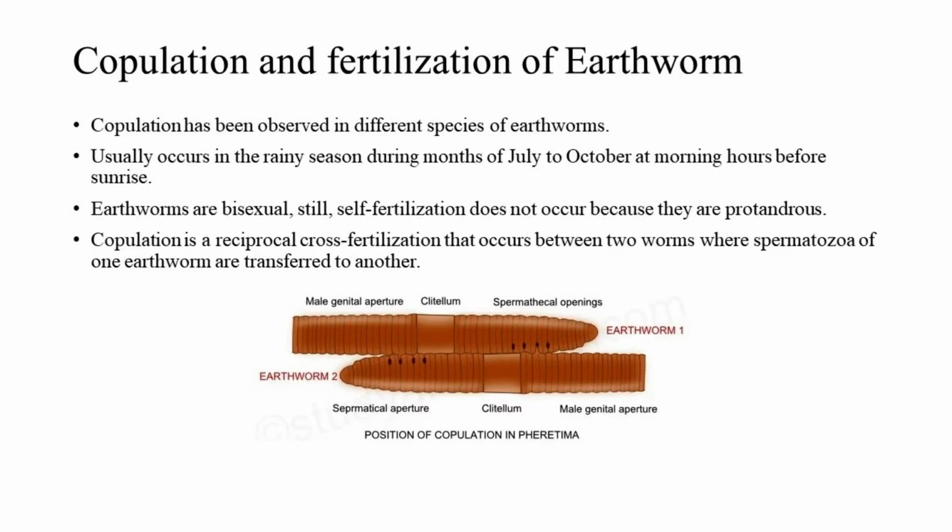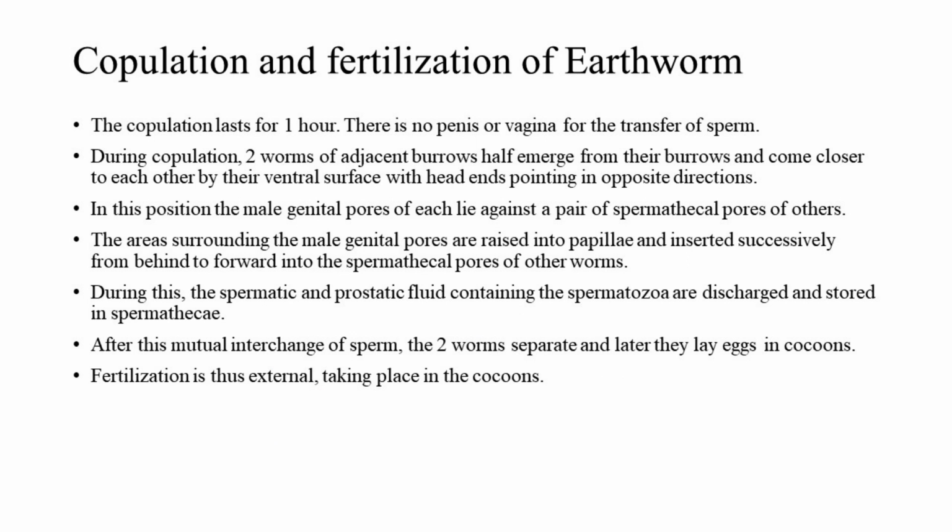Copulation and fertilization of earthworm. Copulation has been observed in different species of earthworms. Usually occurs in the rainy season during months of July to October at morning hours before sunrise. Earthworms are bisexual. Still, self-fertilization does not occur because they are protandrous. Copulation is a reciprocal cross-fertilization that occurs between 2 worms where spermatozoa of one earthworm are transferred to another. The copulation lasts for 1 hour. There is no penis or vagina for the transfer of sperm.